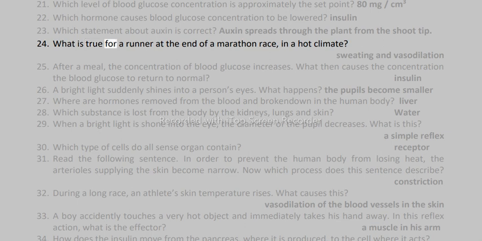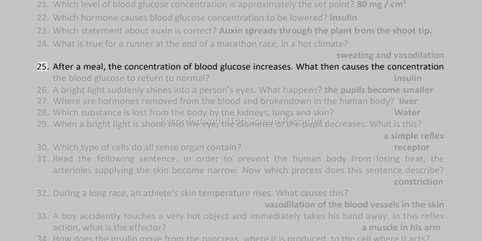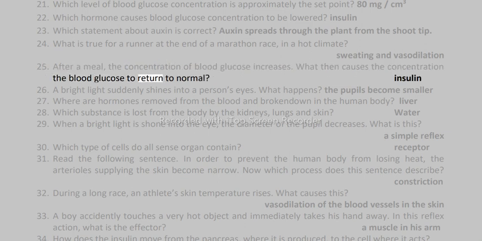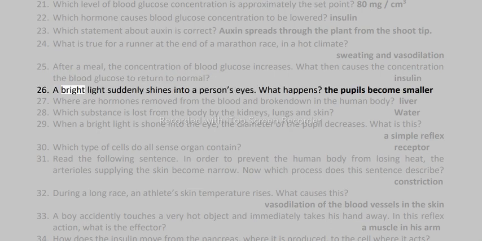24. What is true for a runner at the end of a marathon race, in a hot climate? Sweating and vasodilation. 25. After a meal, the concentration of blood glucose increases. What then causes the concentration of blood glucose to return to normal? Insulin.